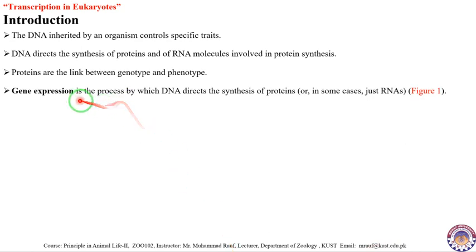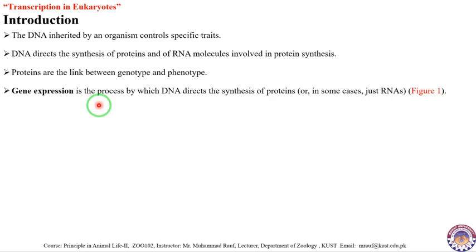Gene expression is the process by which DNA directs the synthesis of proteins, or in some cases just RNA. Gene expression is that process in which the information encoded by a gene is expressed, and this information is usually expressed by the product of that gene. The product of that gene can either be a messenger RNA or other types of RNAs.